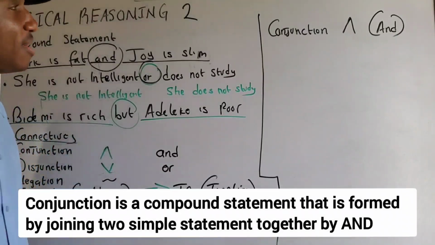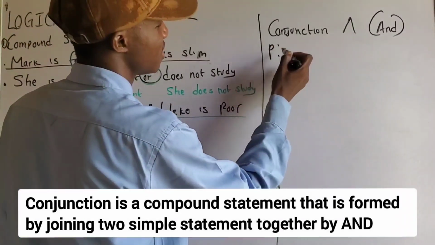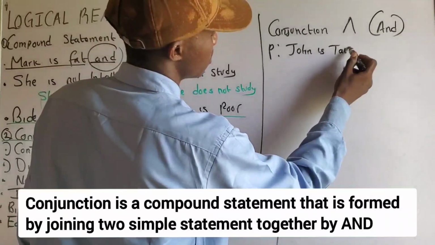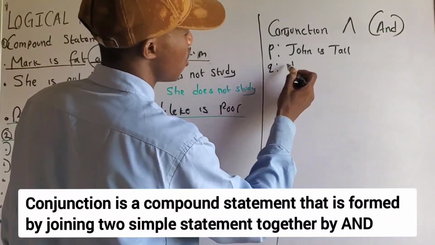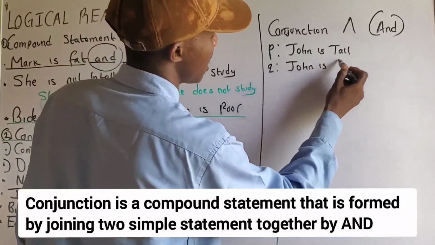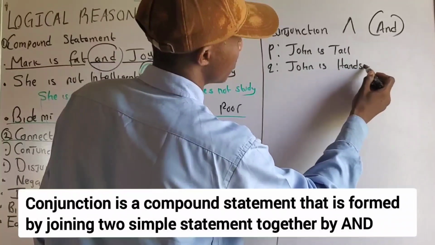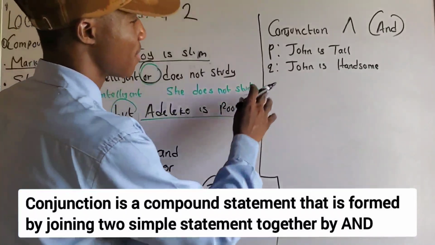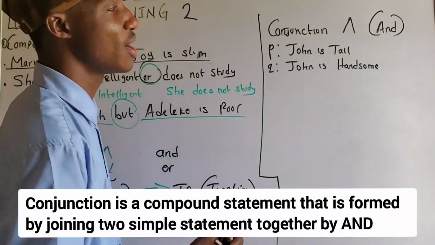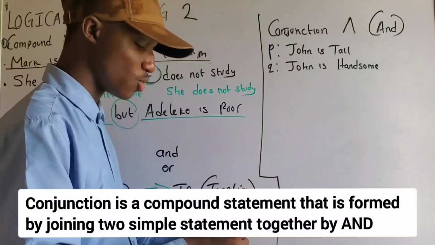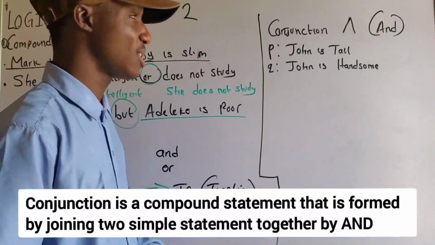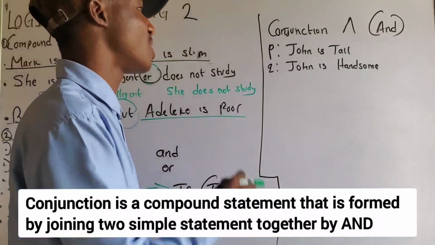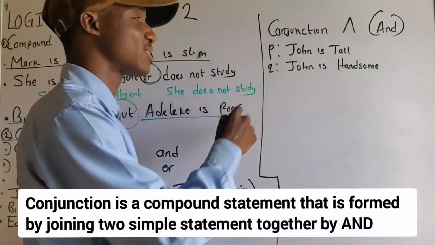Let's say P represents John is tall and Q represents John is handsome. Look at these two statements. P represents John is tall and Q represents John is handsome. I'm very sure you are aware that both of them are statements, you understand? They are statements because they can be argued out. They can be used in logical context.